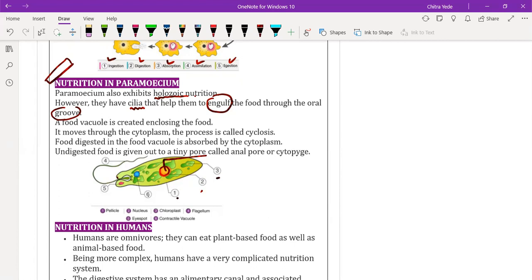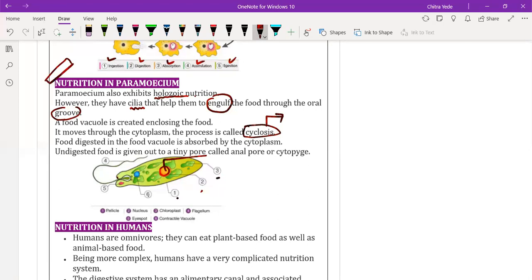It moves through the cytoplasm and the process is called cyclosis. In the case of paramecium, this process is called cyclosis. So what is cyclosis? When food is engulfed with the help of cilia inside the cell of paramecium, it passes through the cytoplasm. This process is called cyclosis.